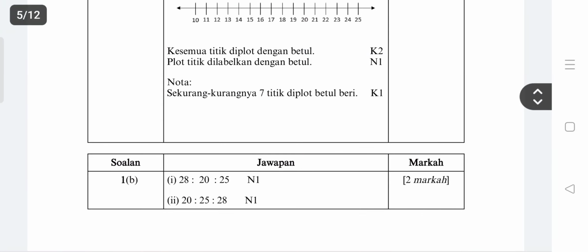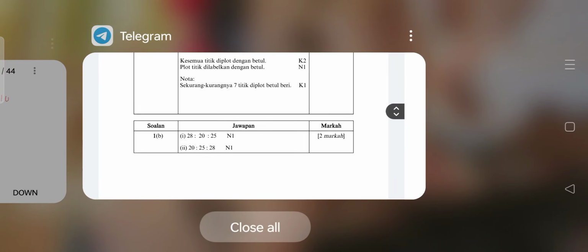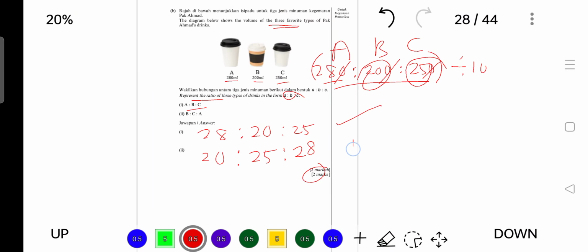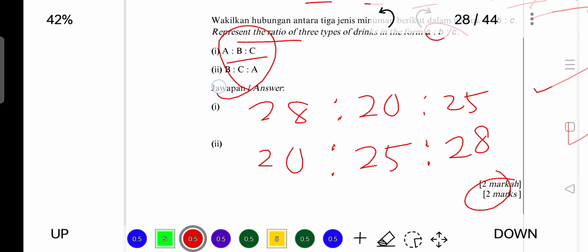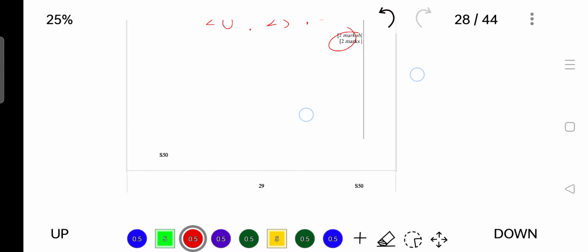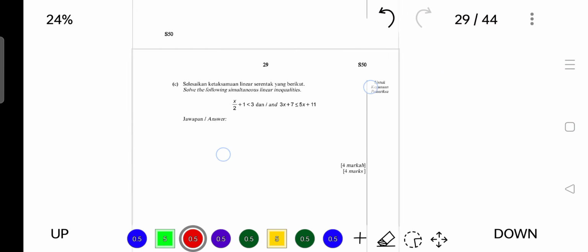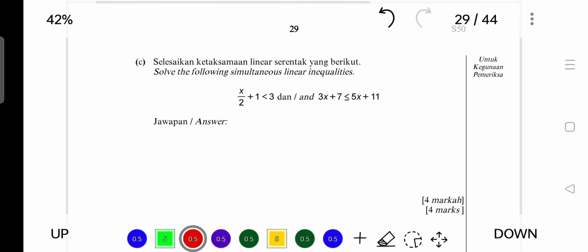All right, 20, 20, 25, 20, 25, 28. Yes, pretty simple. Just have to be alert with what they're actually asking. All right, so you have scored another 2 marks here. Okay, a step nearer to your A. That is what I will call part C.